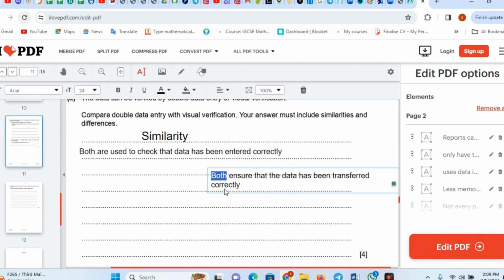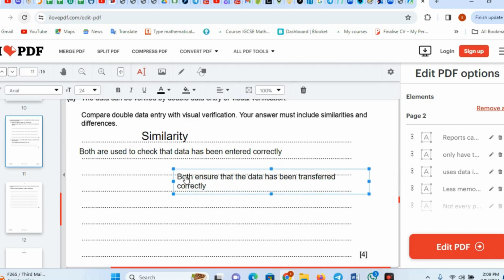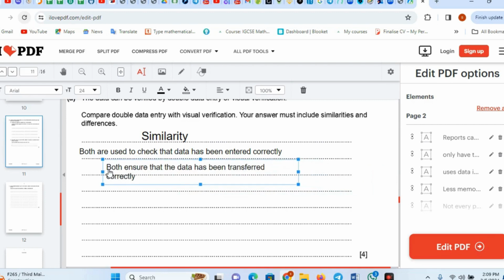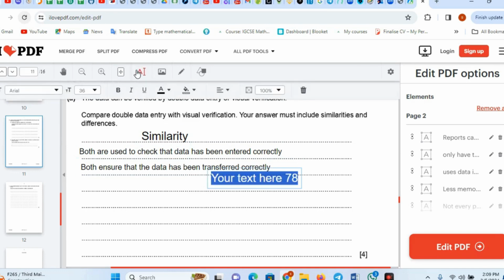Another one that you can put there is that both are used to check the data against the original data. That is, you want to double check, you want to verify that what you have is correct with the original data. Now let's go to the differences. What are the differences between double data entry and visual verification?